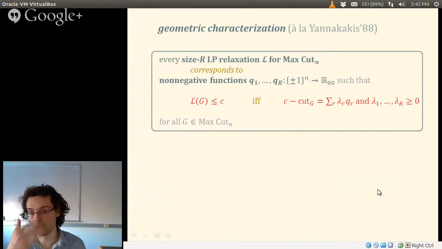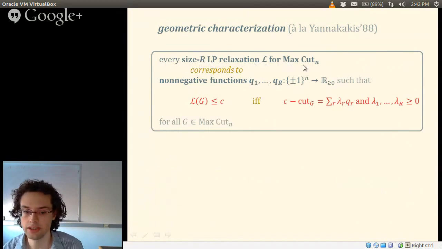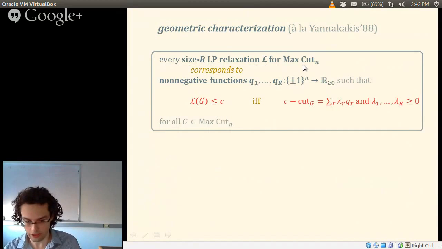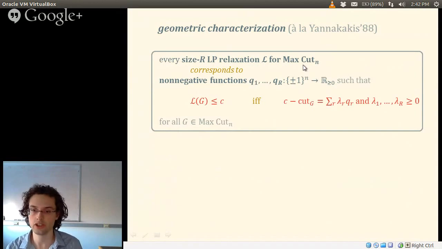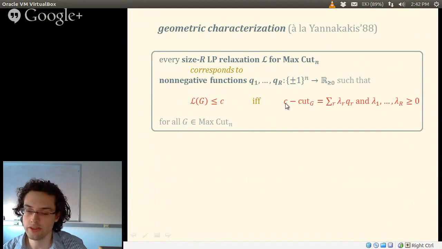So the characterization is as follows. Every size R LP relaxation for maxcut, for every such relaxation, you can find non-negative functions. This relaxation corresponds to non-negative functions Q1 up to QR on the hypercube with the following property: the LP can certify that the maximum cut of a graph is at most C if and only if you can express the function C minus the cut function of the graph as a non-negative combination of the R functions Q1 up to QR.